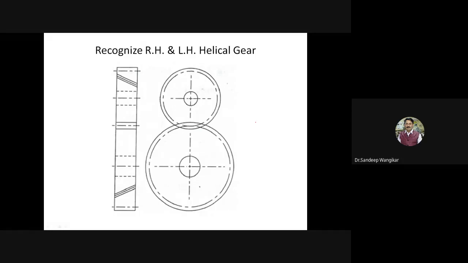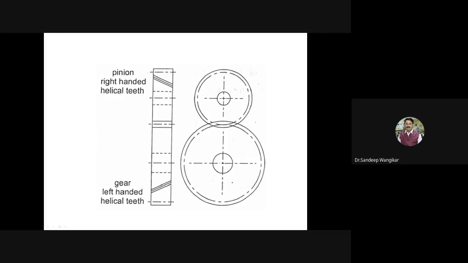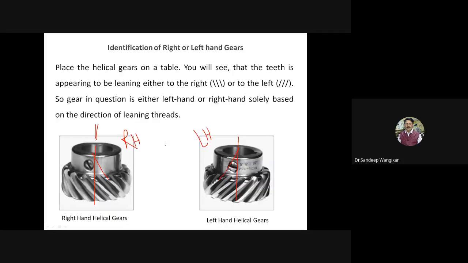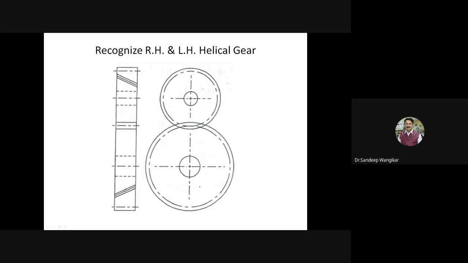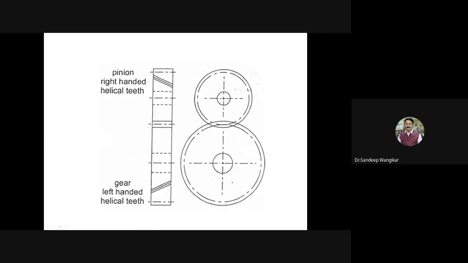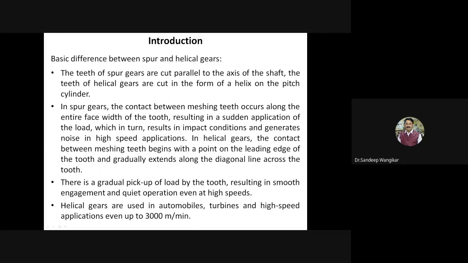Then the second diagram given is one in which we can identify the same thing: pinion with right-handed helical teeth and gear with left-handed helical teeth. The same things are shown, and while doing this exercise, you have to take the teeth on the same side. That is important while identifying. In this way, you can easily identify the pinion with right-handed teeth and the pinion with left-handed teeth also. So this is a very basic thing.